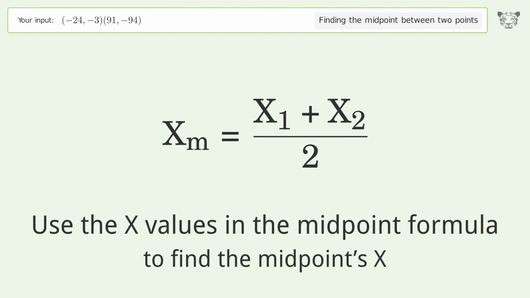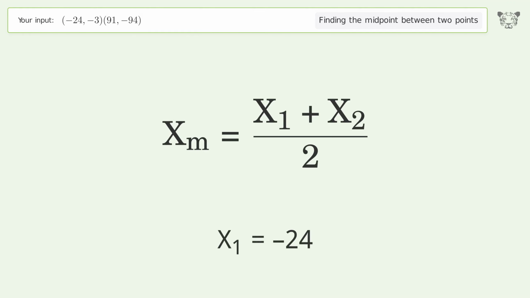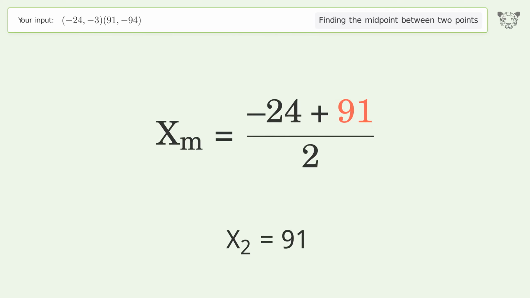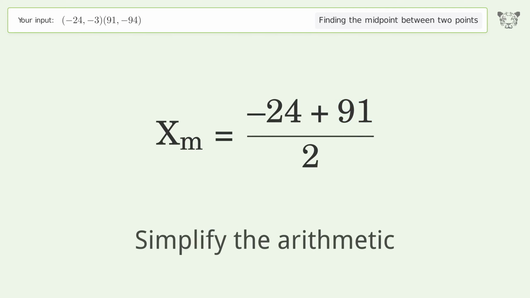Use the x values in the midpoint formula to find the midpoints x. x1 equals negative 24. x2 equals 91. Simplify the arithmetic.